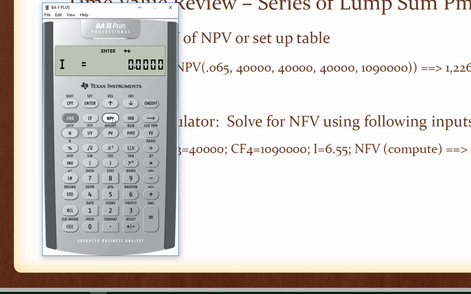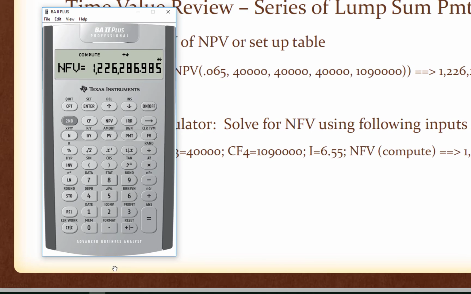I'm going to hit the net present value, but we're going to scroll to the NFV, the net future value function. My discount rate is 6.5, so I'll hit enter, and I'm going to move past NPV to NFV, hit compute, and again you can see I get the same answer, 1,226,287. So that's how you do it with a financial calculator.